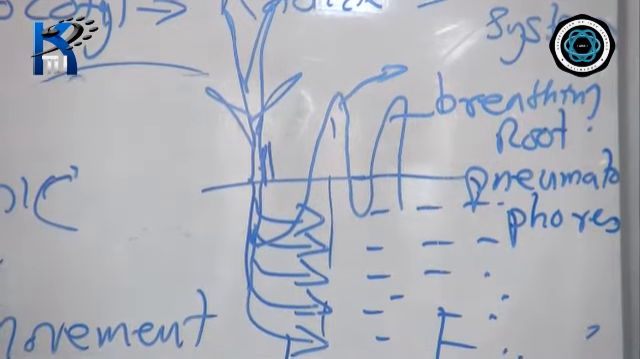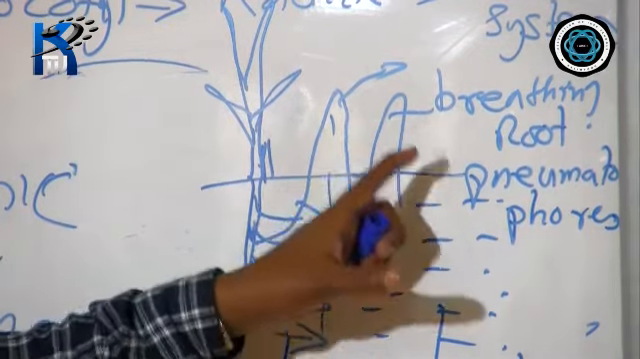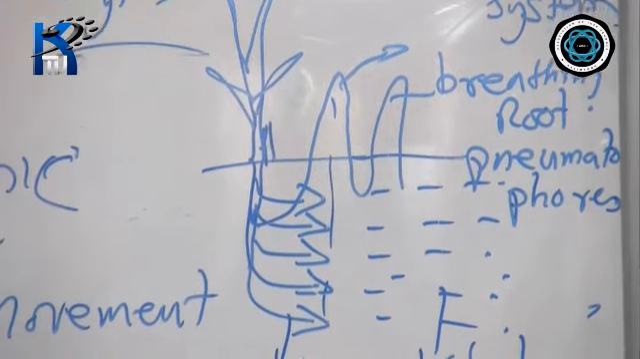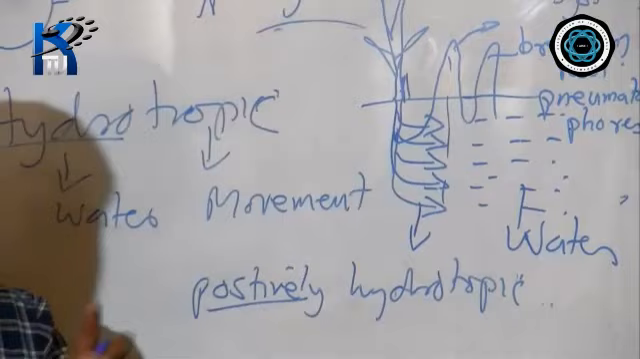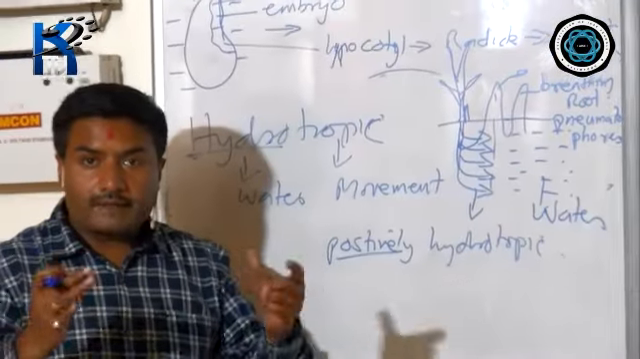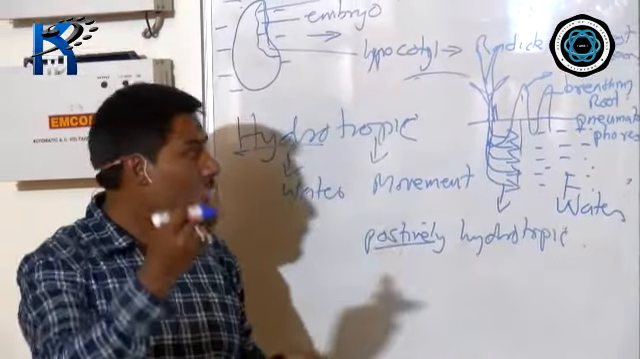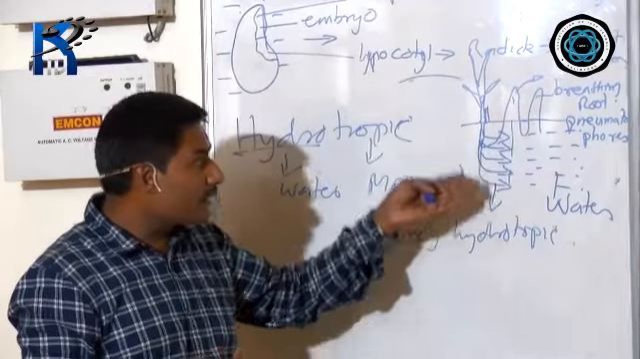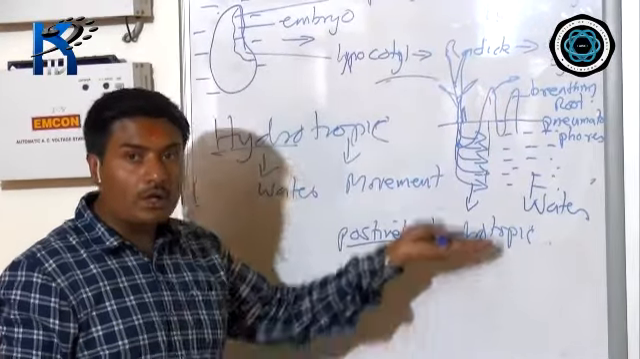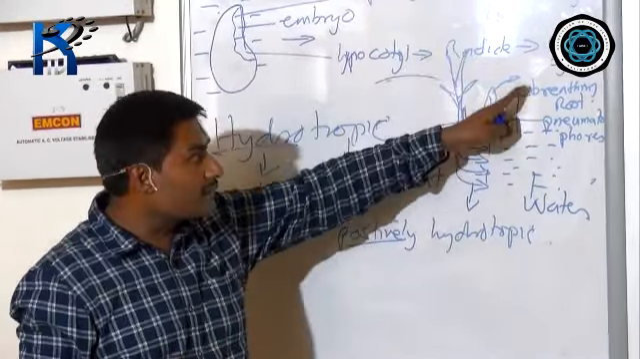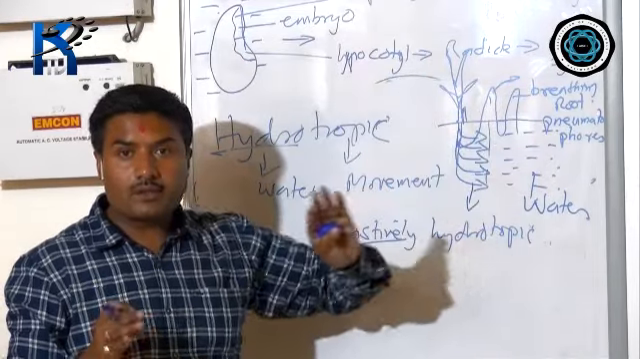Pneumatophores. That means breathing roots are called pneumatophores. You will find them in some plants, mangrove vegetation, especially in marshy areas. You will find some of the roots coming outside. Instead of growing vertically downward, they grow above. Such types of roots are called breathing roots, or pneumatophores.